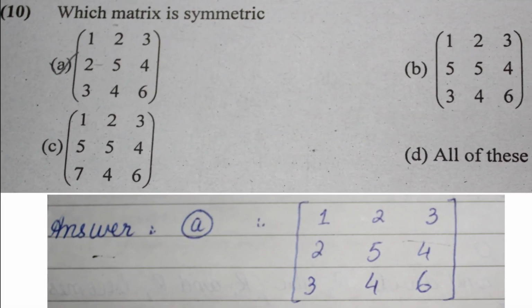Next question is, which matrix is symmetric? The answer is going to be option A, because the first column is equal to the first row, and the second column is equal to the second row, and the third column is equal to the third row. So option A is going to be the right answer.